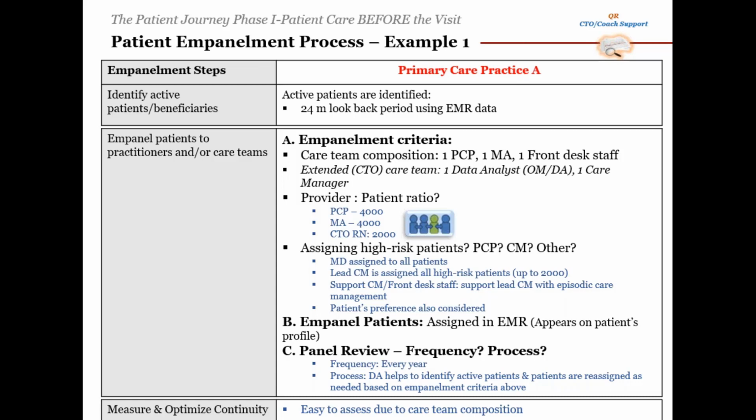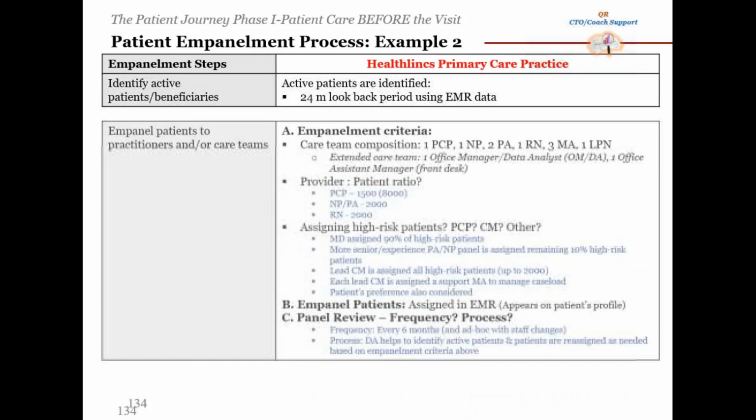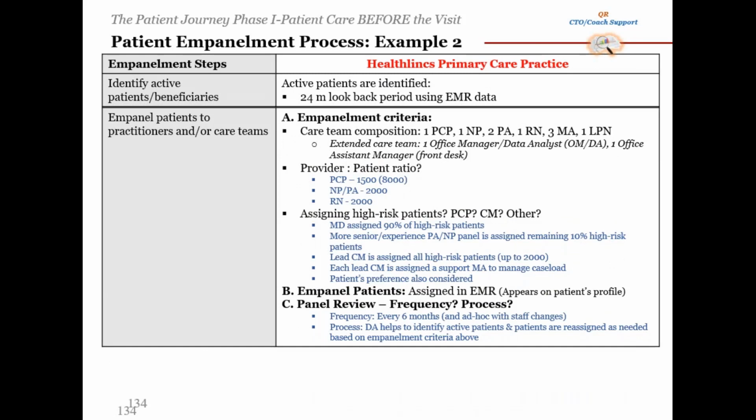What I want to point out here is your extended team. If you're such a practice and you have a CTO, they may be able to provide you the data analyst, the care manager, and the question is identifying how these folks also will be assigned to the patients. So for some of the CTOs I know that work with practices, if you go to the patient's medical record, you also see the CTO RN manager's name on the field saying that she's part of the team as well. And this is just an example of a much larger practice and how they may choose to do this differently.